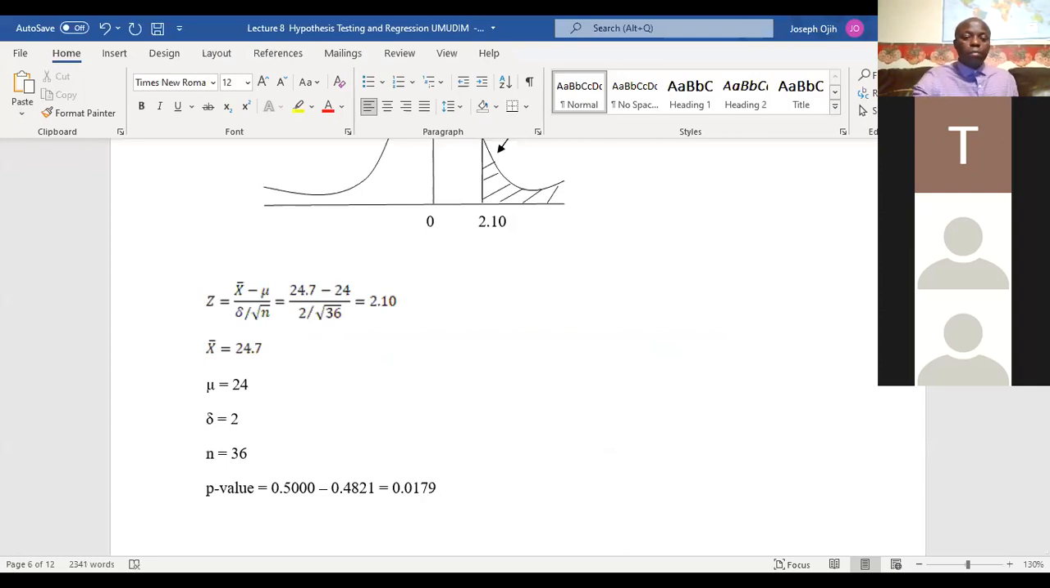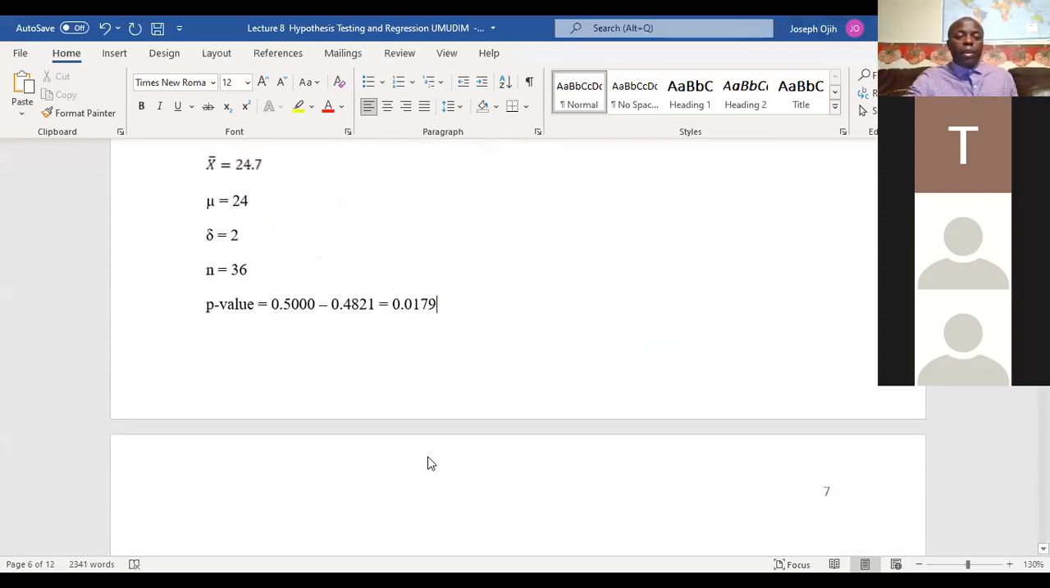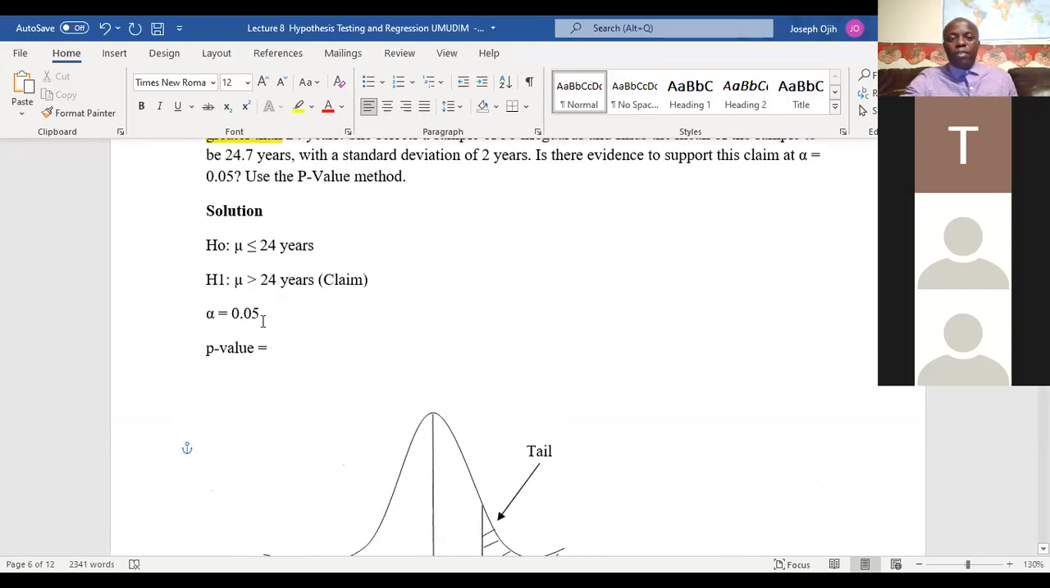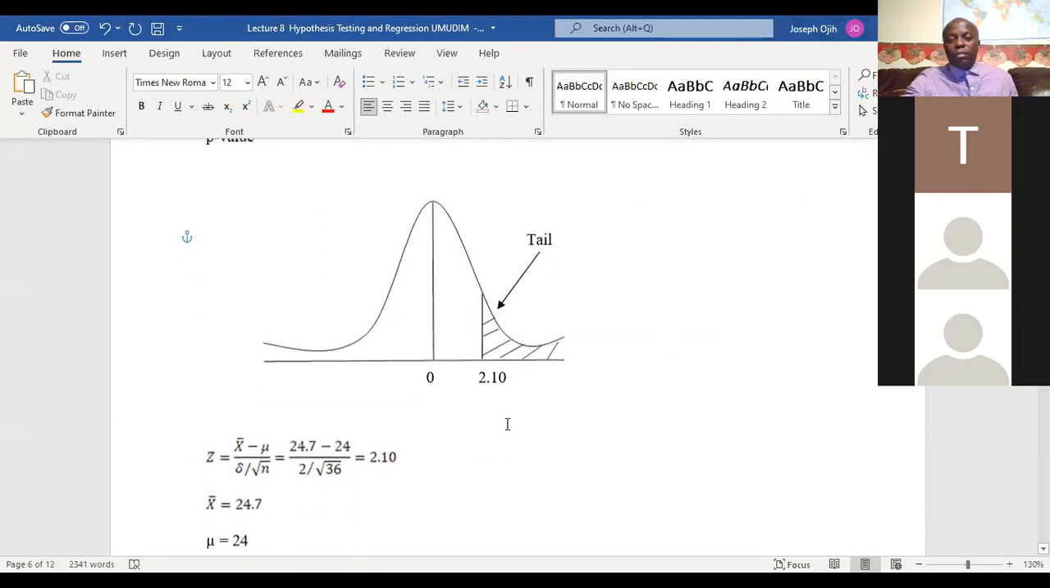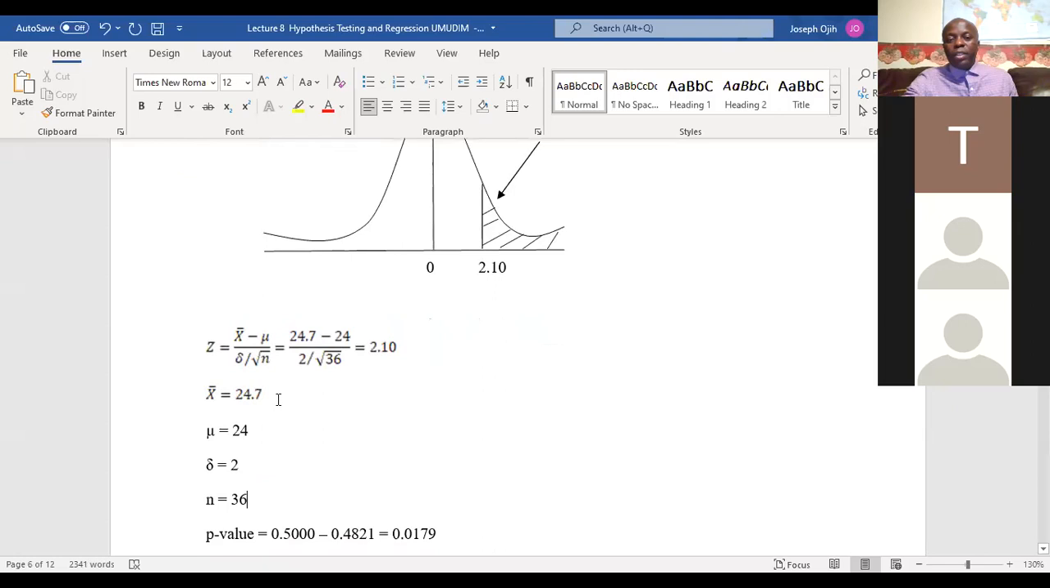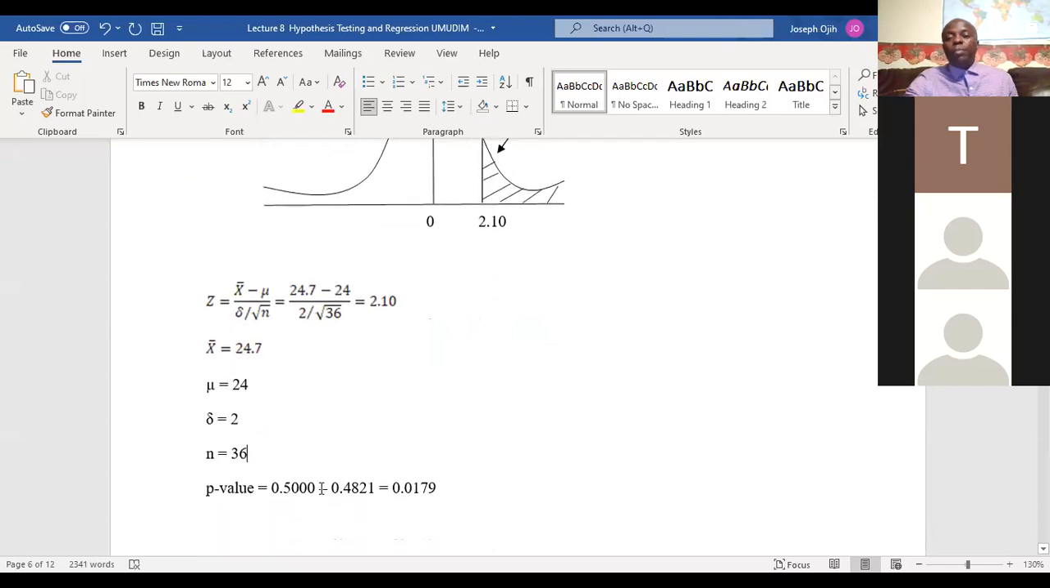0.0179. So that's our p-value right there. Now we can make our decision. So again, in summary, we have the hypothesis stated. This one is a right tail test, have our alpha. Then we draw our chart, and then we calculated our z value by plugging in the numbers for the sample mean, population mean, population standard deviation, and the sample size. Then we got our p-value.